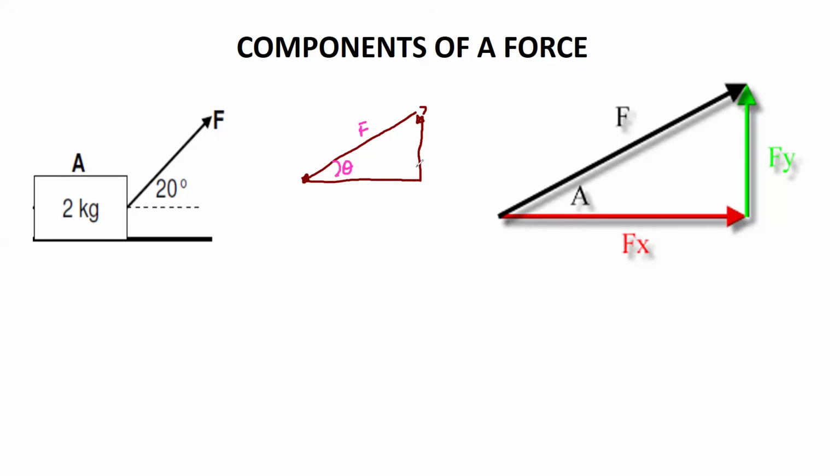Look at the maths, theta. This is F, and the angle here is 90. This side, F, the one opposite 90 degrees, is the hypotenuse.